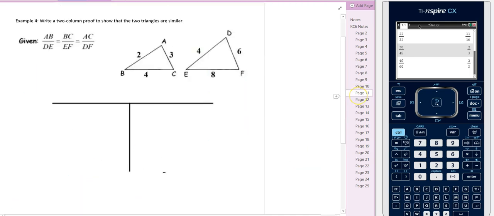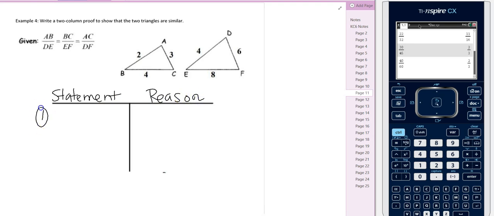Likewise, we're always going to end with the proof here. We have our given statement. And we want to, I guess, prove that these triangles are similar. So that is kind of the overall proof here. I'm going to go ahead and say this is my statement. And this is my reason.